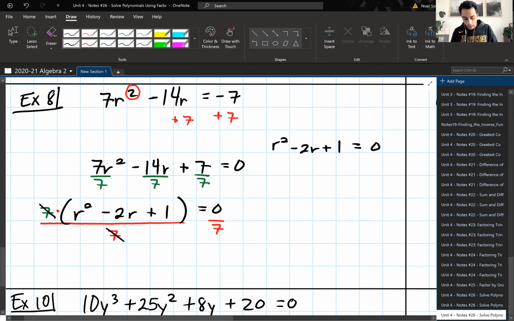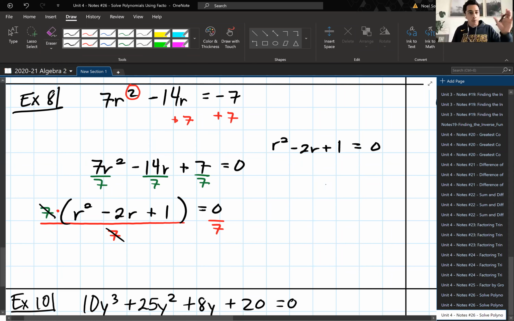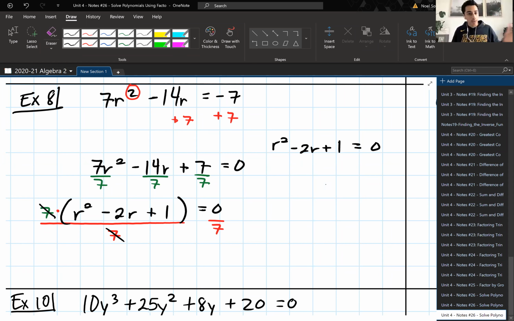So when I end up factoring this r squared minus 2r plus 1, I don't have to worry about the 7 anymore. The 7 was not going to give me an additional solution. I didn't eliminate a solution. 7 was just a constant that got factored out. It's different when you factor out a variable, because the variable holds a spot for a solution, but the constant does not. So we can just divide both sides by 7, get rid of it, and now we can focus on finding the 2 solutions that are part of this polynomial. All right, so let's go ahead and factor.